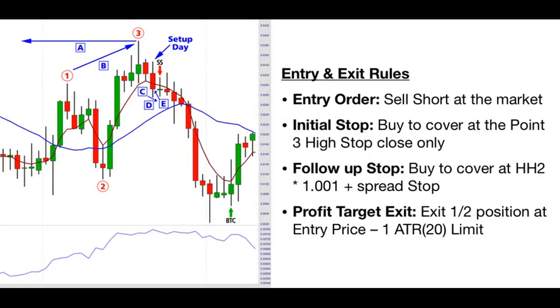And then following the entry day, for every day thereafter, we're going to use the follow-up stop to buy to cover at the highest high of the last 2 days times 1.001 plus the spread on a stop. Again, this means we're going to take 1/10 of 1% of the 2-day high and add it to the 2-day high, and then add the spread.